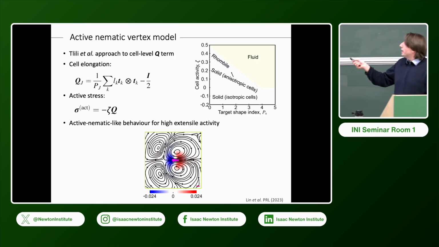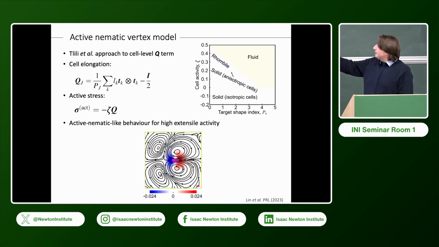Now, the model does only work for extensile activities. For contractile activities, it just remains solid, because the cells are effectively squishy, which means that if they are generating contractile forces, they're going to round out and then they're going to stop generating additional forces. Okay, yes?